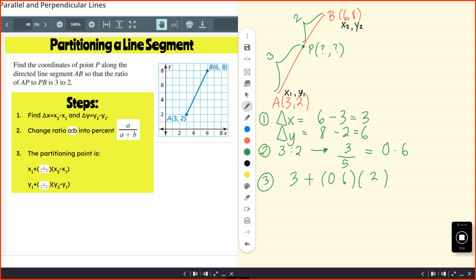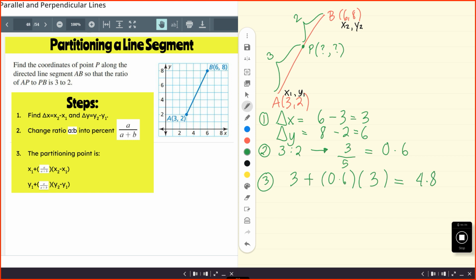3. Okay. So let me explain that again. This is your x1 plus the decimal from step 2, 0.6. You multiply it by the first one, which is x2 minus x1. Okay. So what's the total here? Let's do a calculator for that one. Help me out. You have 4.8. Good. So you have to multiply here first. So 3 times 0.6, that's 1.8.